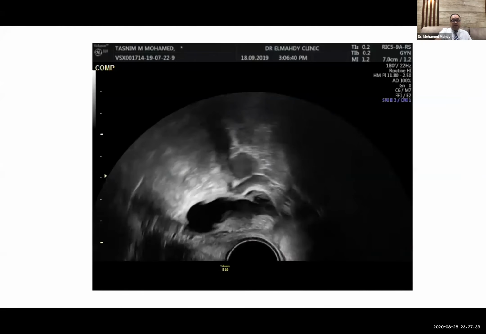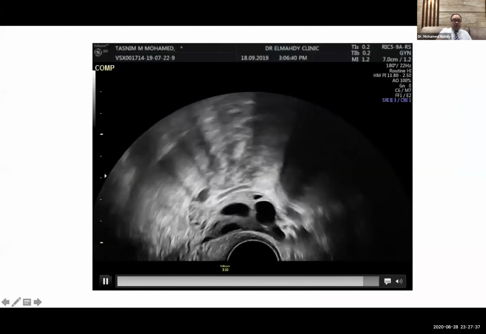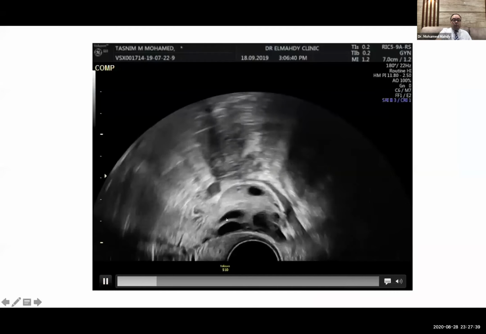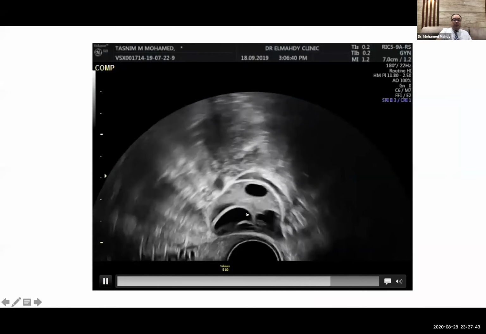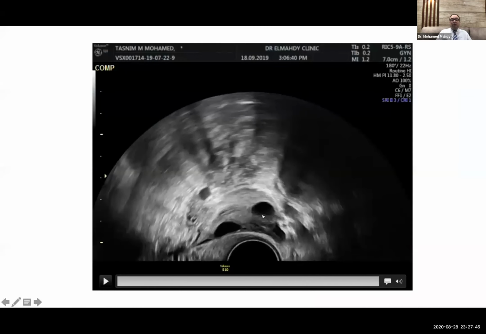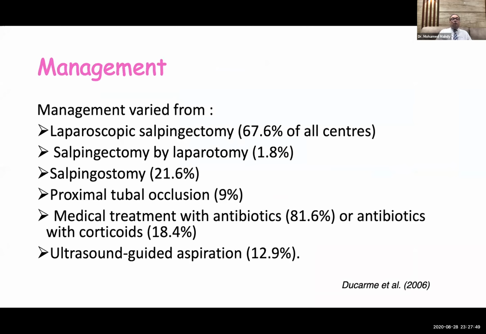So this is the ovary and this is the fallopian tube showing hydrosalpinx. You suspect it when you do follicular scanning and find this sausage shape beside the ovary, so the diagnosis is hydrosalpinx. So you diagnose hydrosalpinx and you are preparing a case for IVF. So what is your management?